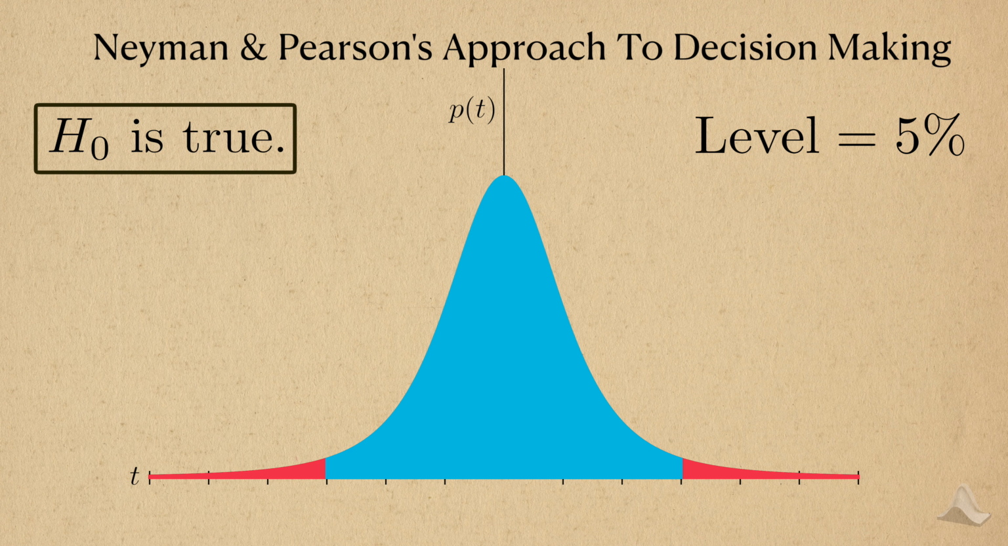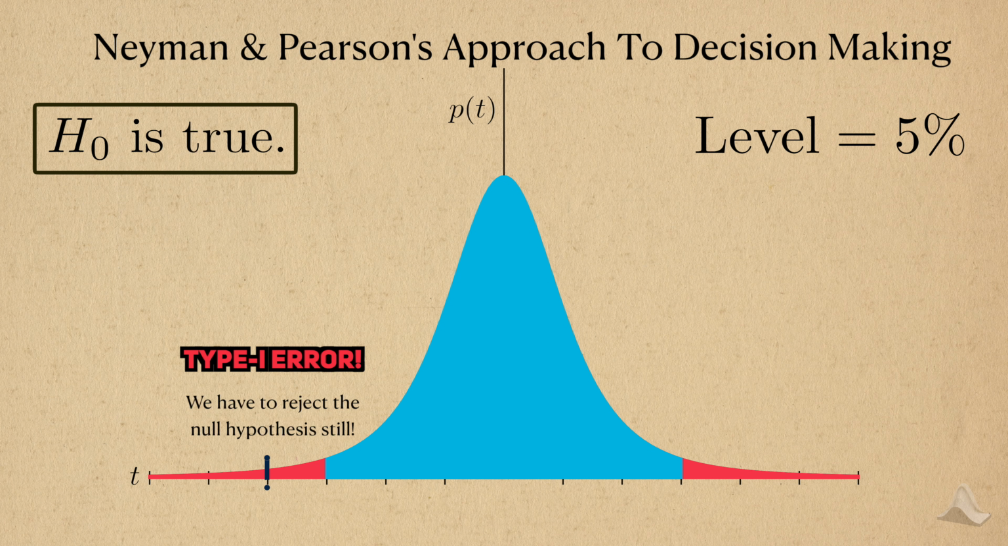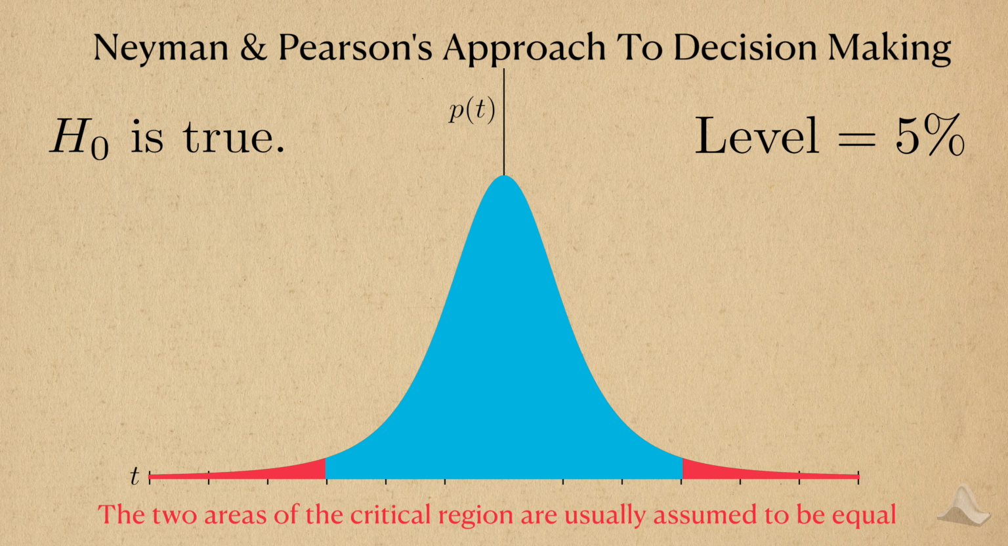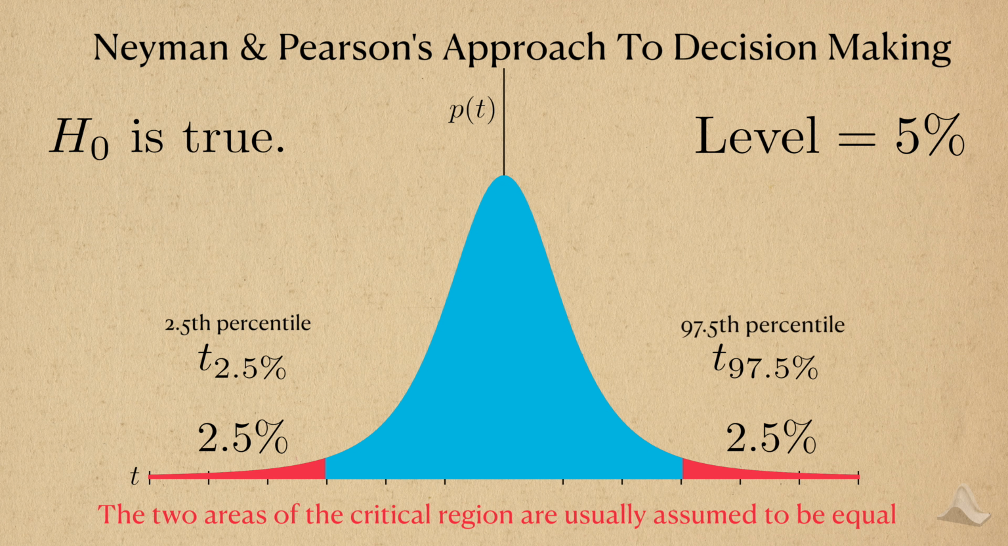If the null hypothesis is true, and our data produces a test statistic that falls within the critical region, we have to reject the null hypothesis, and this results in a type 1 error. Since critical values here are defined by how much probability is before or after them, by definition, these values are percentiles. There's usually no reason to bias one side over the other, so we usually divide this 5% equally between the two sides. Thus, the critical values are the 2.5 percentile and the 97.5 percentile of the null distribution.